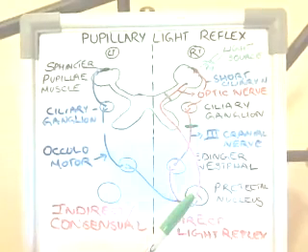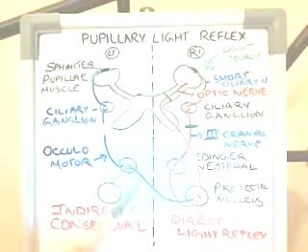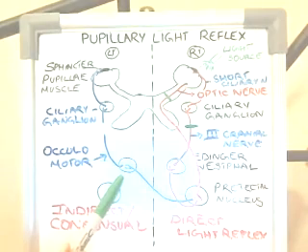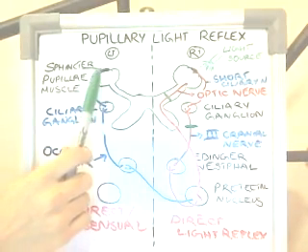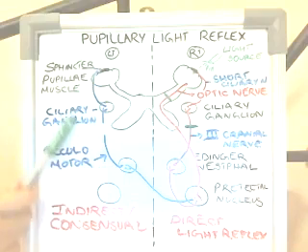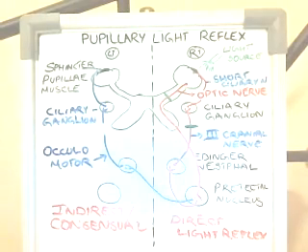Now the indirect light reflex also involves the right optic nerve, goes to the pretectal nucleus, but goes to the opposite Edinger-Westphal nucleus, goes to the ciliary ganglion and the sphincter pupillae and causes constriction, because the left oculomotor nerve is intact. So the direct reflex is absent and the indirect reflex is present if the light is shone into the right eye.